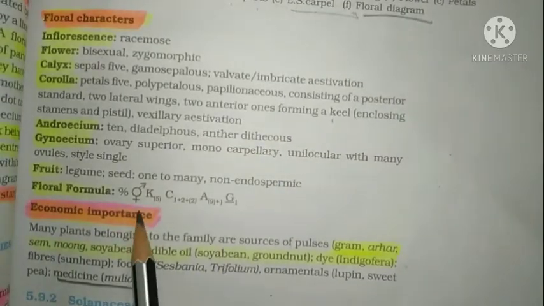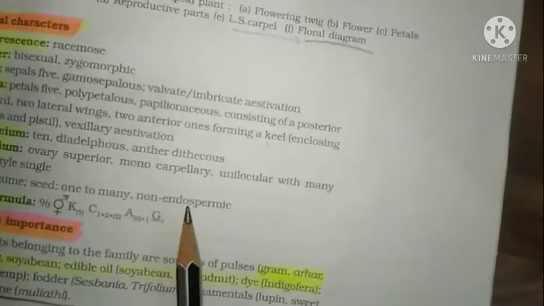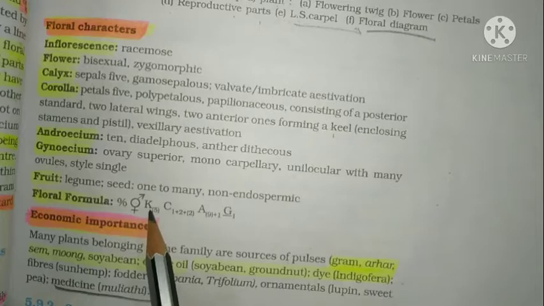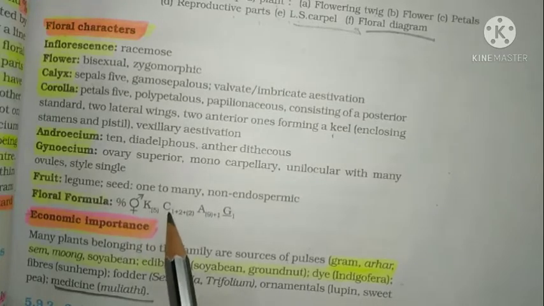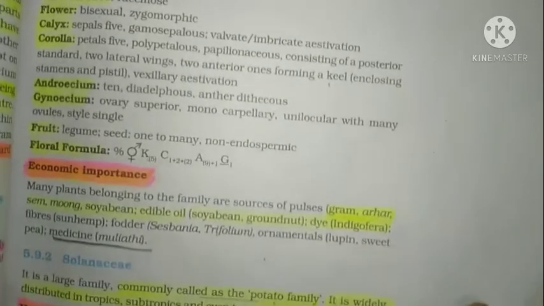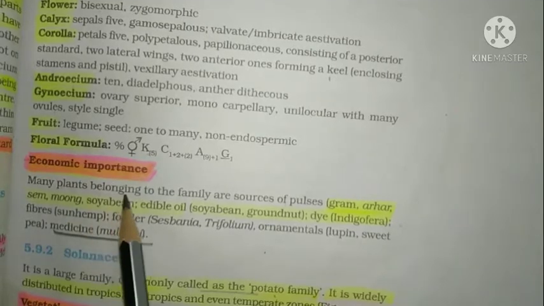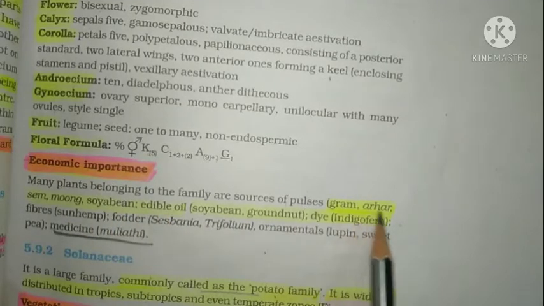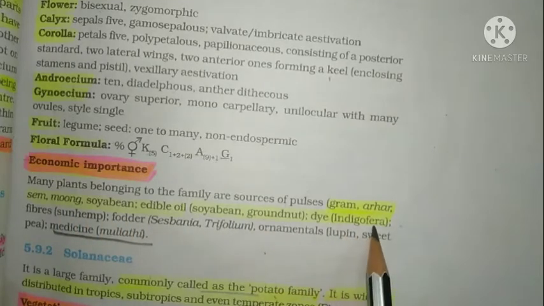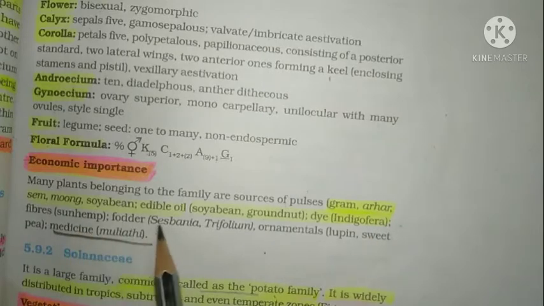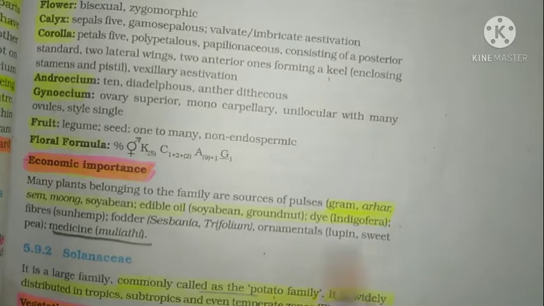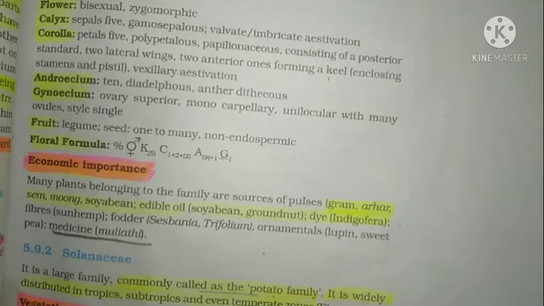The floral formula is this: zygomorphic, bisexual, K for the calyx, C for the corolla, 1 plus 2 plus 2, A for the androecium, and this for a superior ovary. Economic importance: many plants belonging to the family are the source of pulses, gram, arhar, sem, moong, soybean; edible oil, soybean, groundnut; dye, indigo; fibers, sunhemp; fodder, Sesbania, Trifolium; ornamentals, lupin, sweet pea; and the medicine called mulethi.